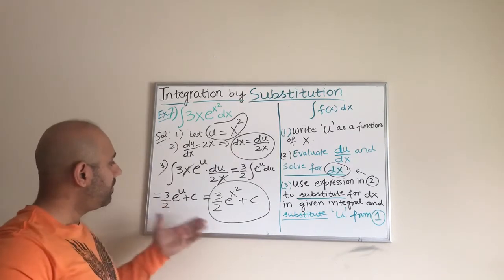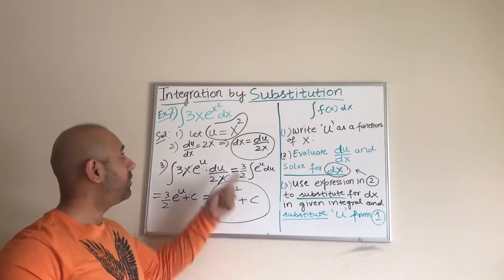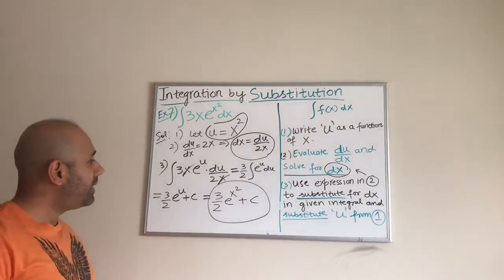How would you know if this is really the correct answer, guys? We take the derivative of this side and we see if we get back this. That is how we can verify it. Okay, guys, example 7 is done.